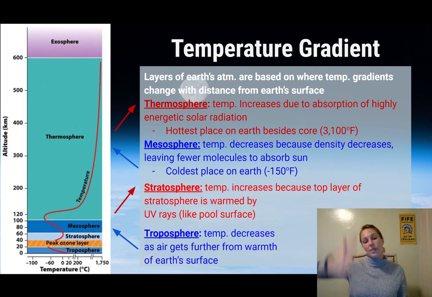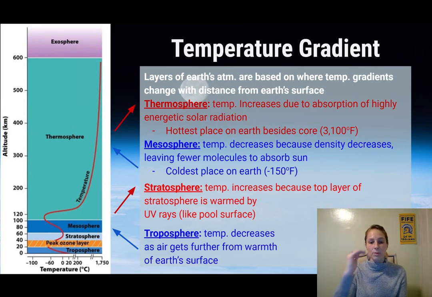But we will start at the bottom. So at the troposphere, as we go up in altitude, our temperature is going to decrease. And that's because the air is going to get further from the warmth of Earth's surface. Think about the fact if you go up a mountain, it is much colder on the top of the mountain than it is at the bottom here at sea level. So if you look at this arrow, as you go up, this arrow is blue because temperature is decreasing.